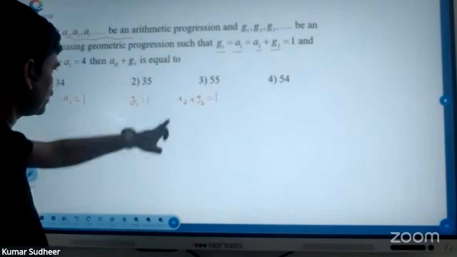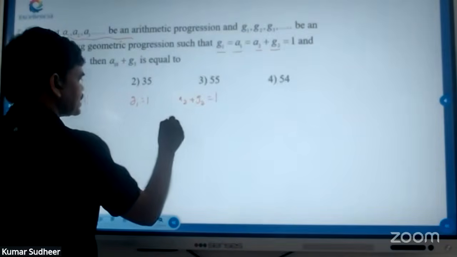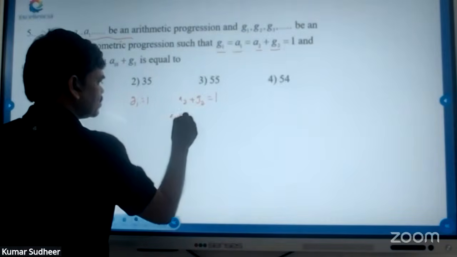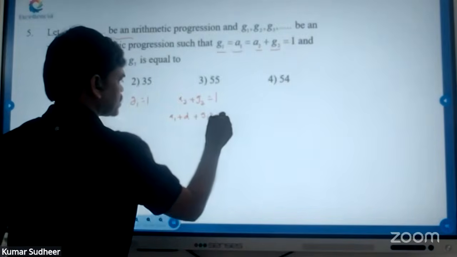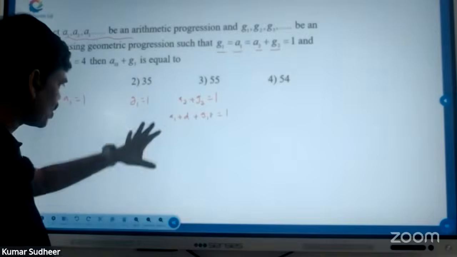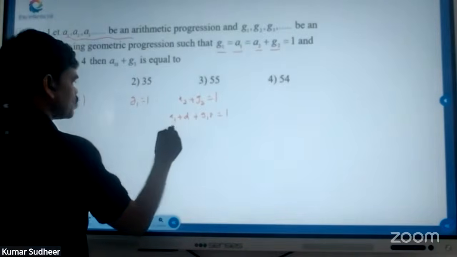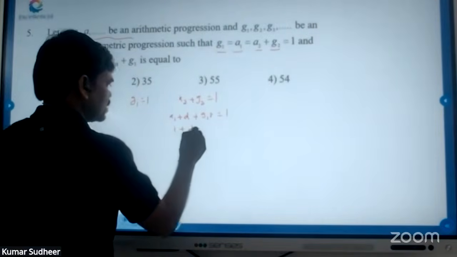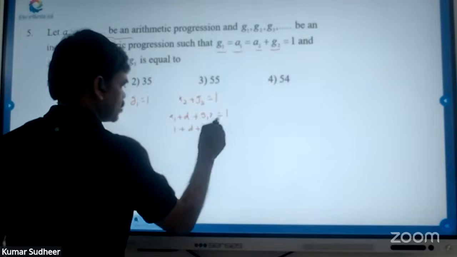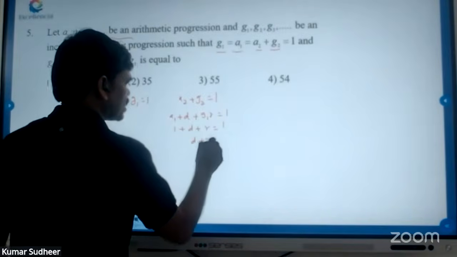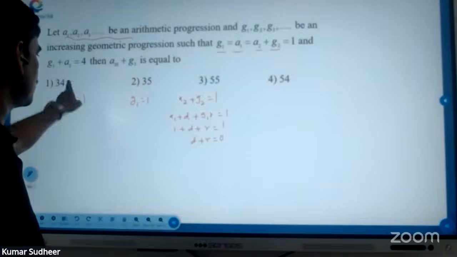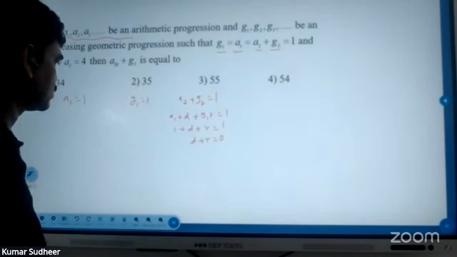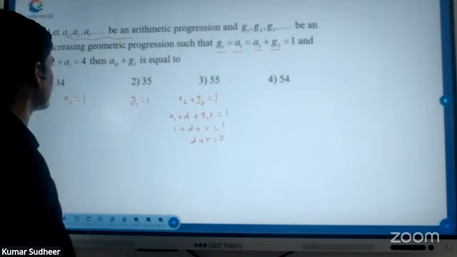Okay. So we know that A2 can be written as A1 plus D. G2 can be written as G1R. This is equal to 1. So I get one relation: 1 plus D plus 1 times R equal to 1. So D plus R is equal to 0 according to this. Since G1 is 1, this is also 1. D plus R equal to 0.